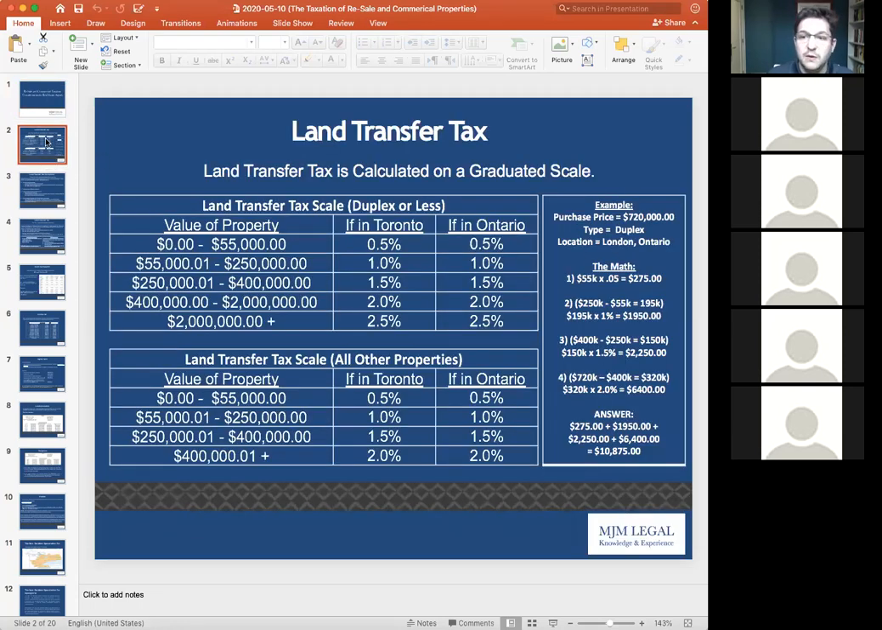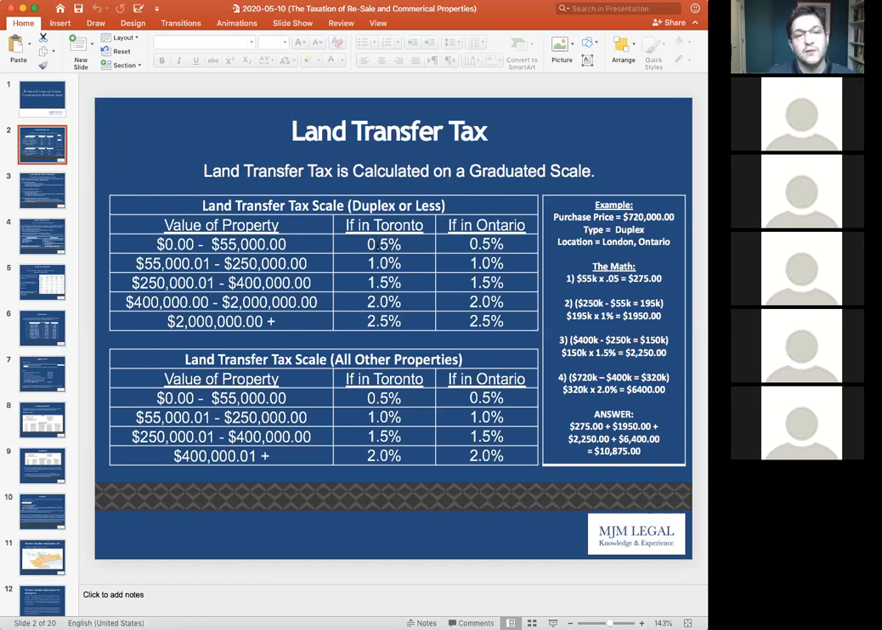First, let's deal with land transfer tax. How it's calculated is probably not all that important to you, because most of you simply type in land transfer tax calculator online and boom, it pops out. What you should know, however, is that land transfer tax is calculated on a gradual basis. If you're in Toronto, of course, there's an extra land transfer tax. And it works something like this.